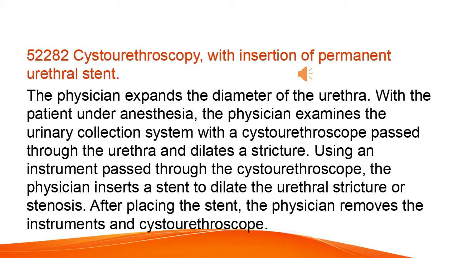Cystourethroscopy, with insertion of permanent urethral stent. The physician expands the diameter of the urethra. With the patient under anesthesia, the physician examines the urinary collection system with a cystourethroscope passed through the urethra and dilates a stricture. Using an instrument passed through the cystourethroscope, the physician inserts a stent to dilate the urethral stricture or stenosis. After placing the stent, the physician removes the instruments and cystourethroscope.